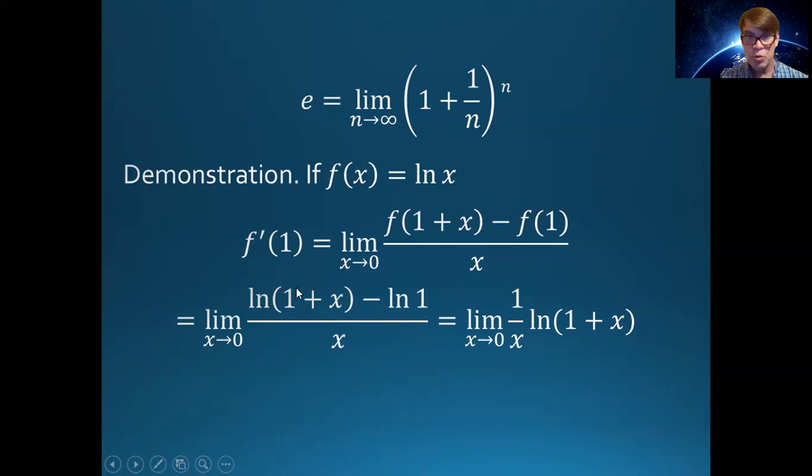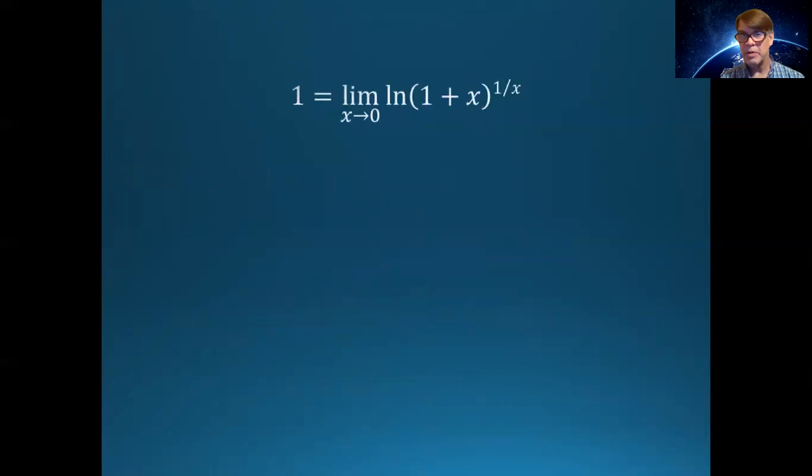Also, we can pull that 1 over x out, and we're left with the limit as x approaches 0 of 1 over x times the natural log of 1 plus x. We also know from the rules of logs that we can take this out of the front and make it a power. So 1, remember we said that f prime of 1 is 1, equals the limit as x approaches 0 of the natural log of 1 plus x raised to the 1 over x power. This is what we just had on the previous page.